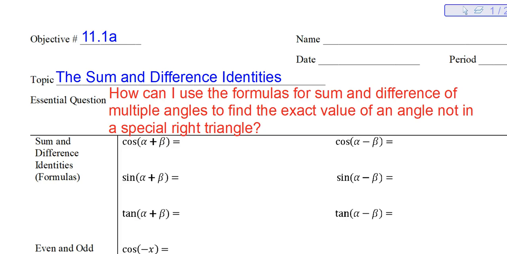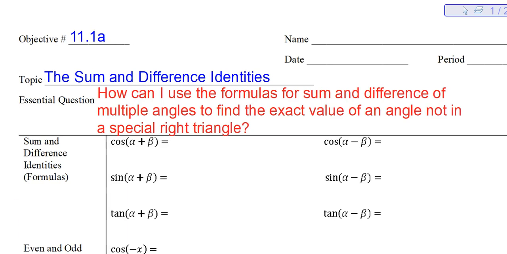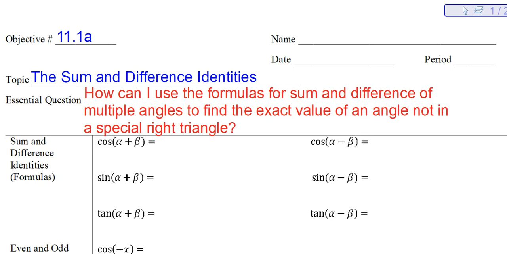All right, so today, this is the first objective of Unit 11. This is 11.1a. And today we're going over the sum and difference identities. The essential question is, how can I use the formulas for sum and difference of multiple angles to find its exact value when it's not in a special right triangle? So it's like you won't see it on your unit circle. You won't see it on your exact value trig sheet that we created.